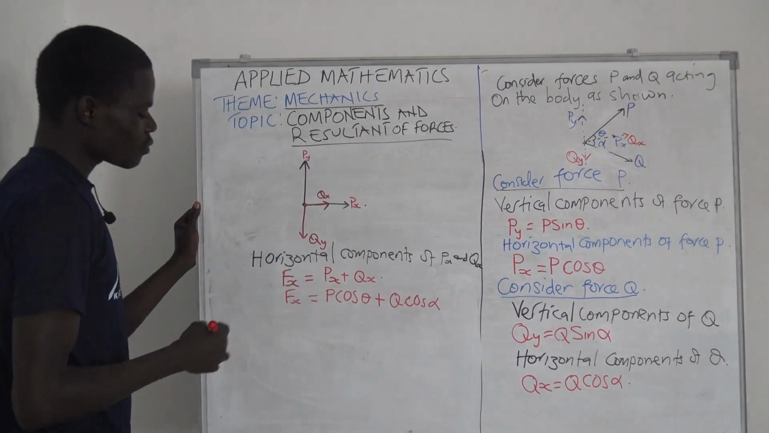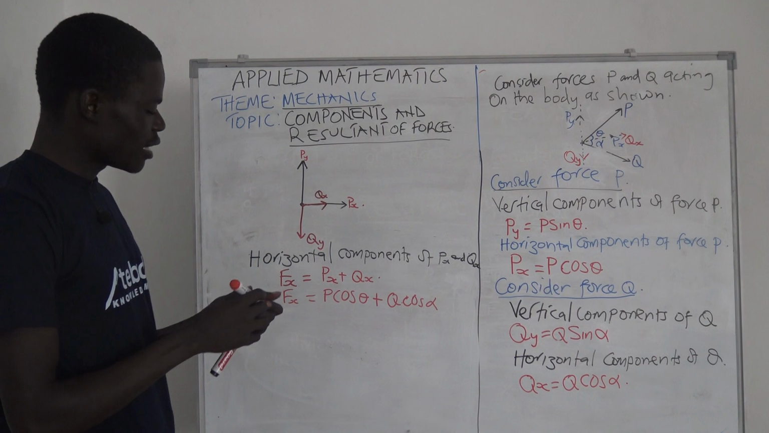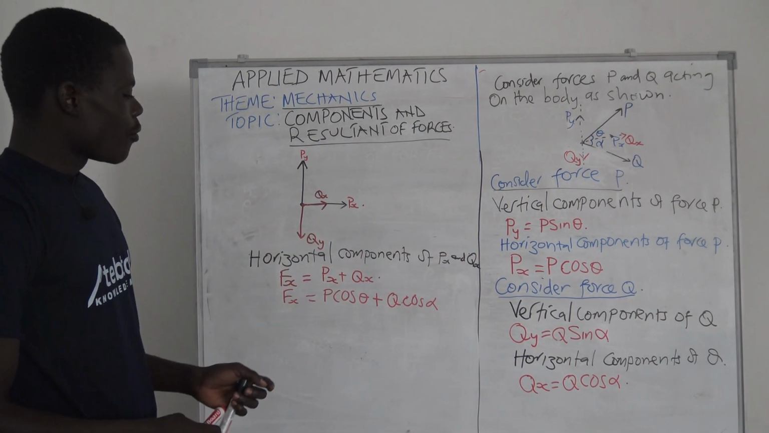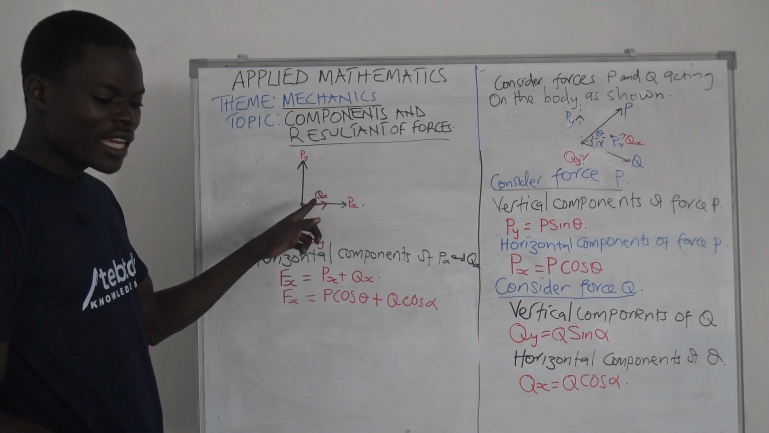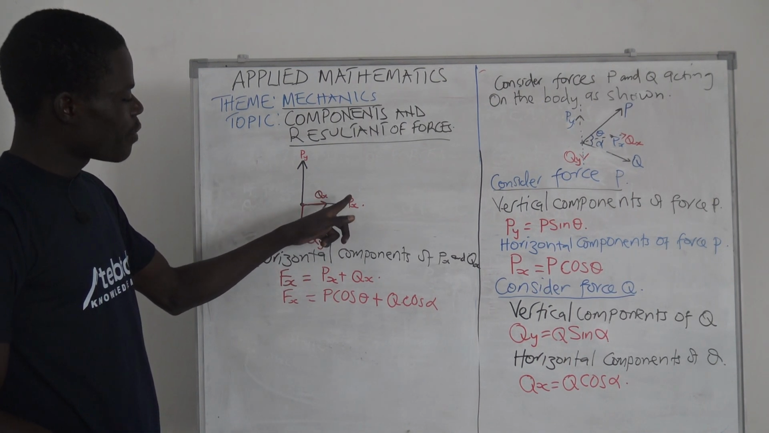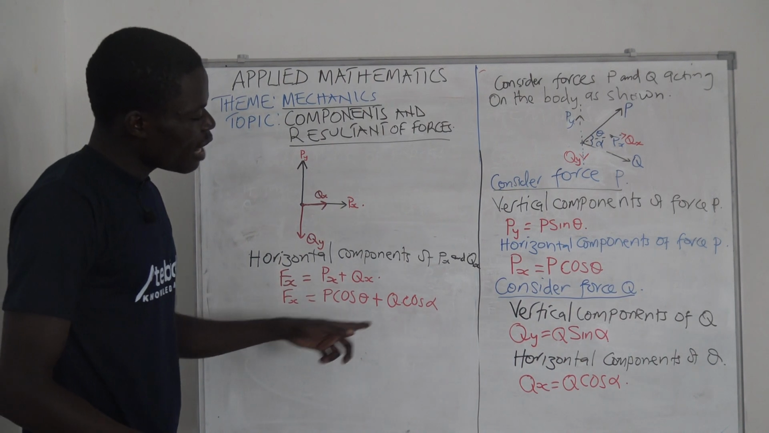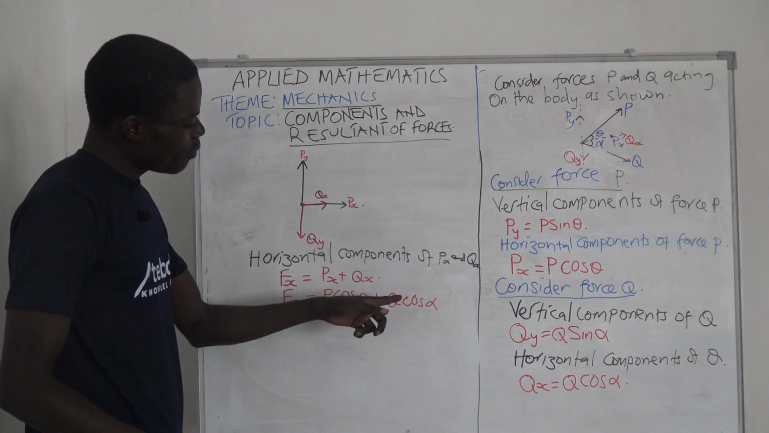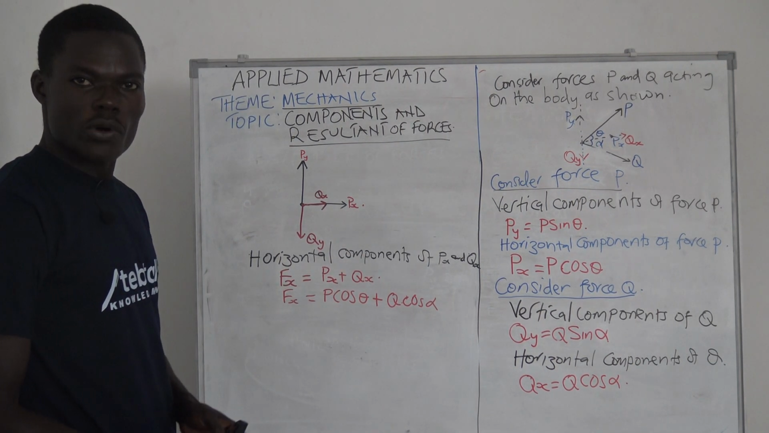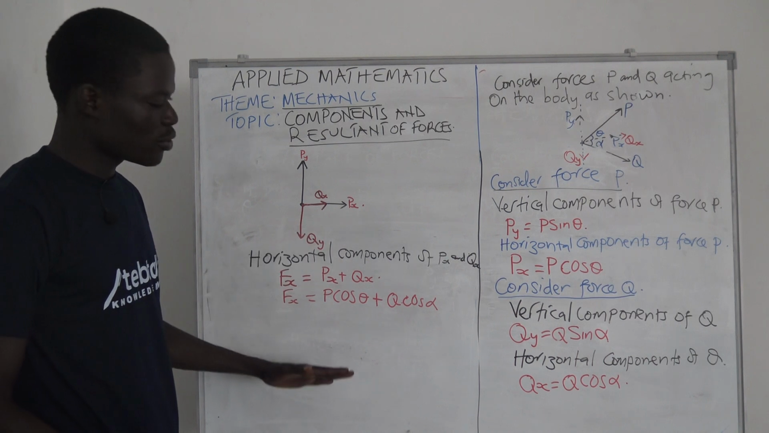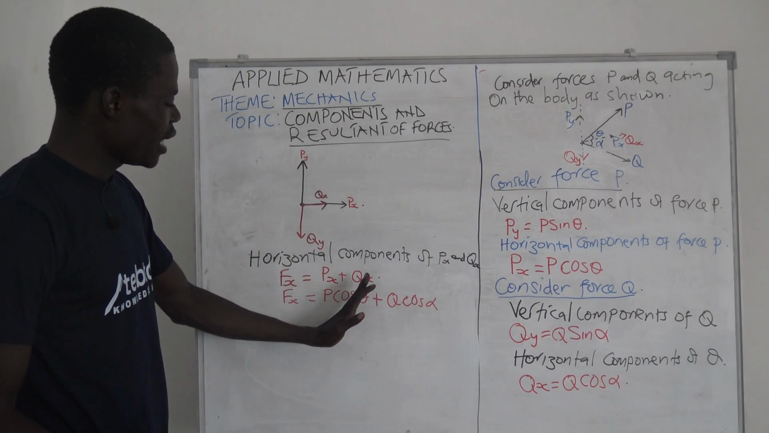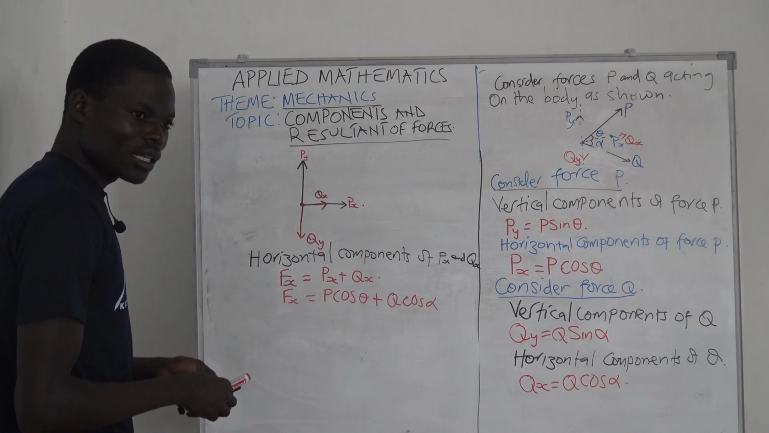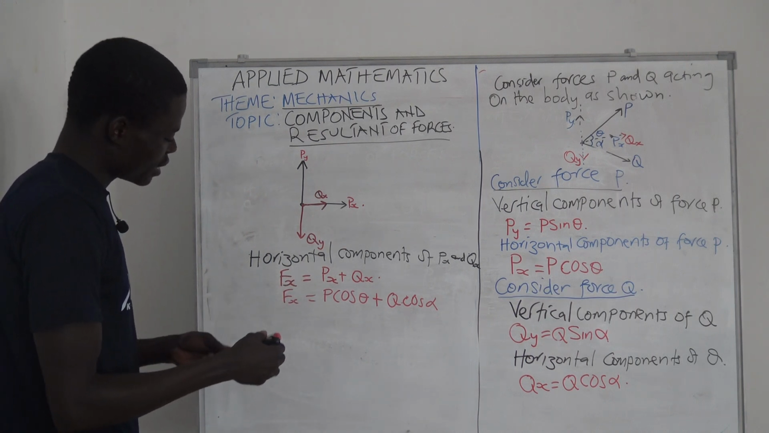These are our components, the resultant horizontal component of Px and Qx. We said that since they are in the same direction, it is Px plus Qx. But we say our Px is P cos and our Qx is Q cos. So we substitute those values of Px and Qx.